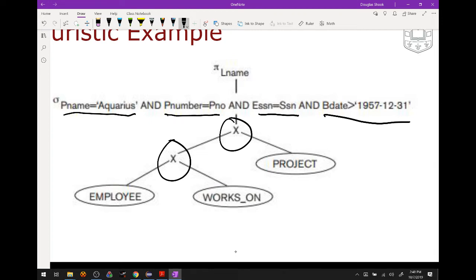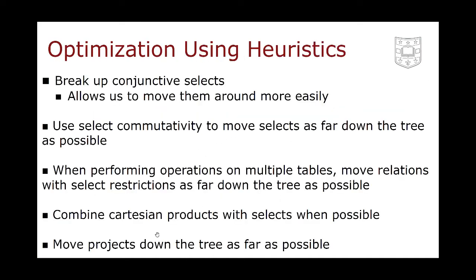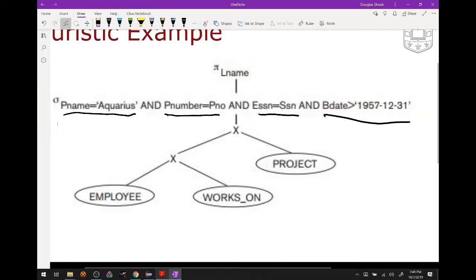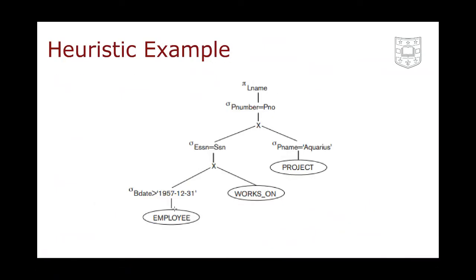Step 1 says to do what? What is step 1? Step 1 is break up conjunctive selects. And we have one. We were just looking at it. I've got a select with 4 pieces. So step 1 says break those up. Those don't need to all be in one select operation. I can break those up into 4 select operations, and that's going to allow me to move them around the tree.